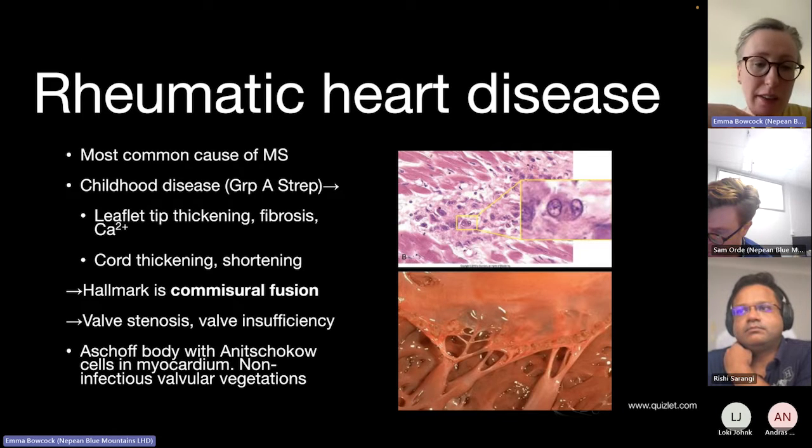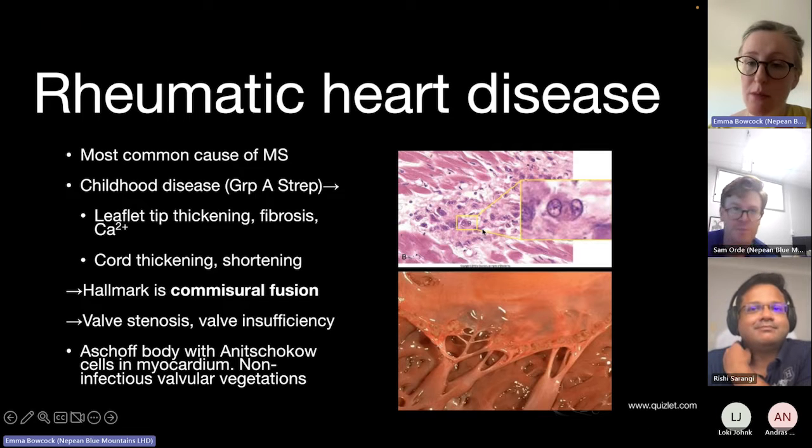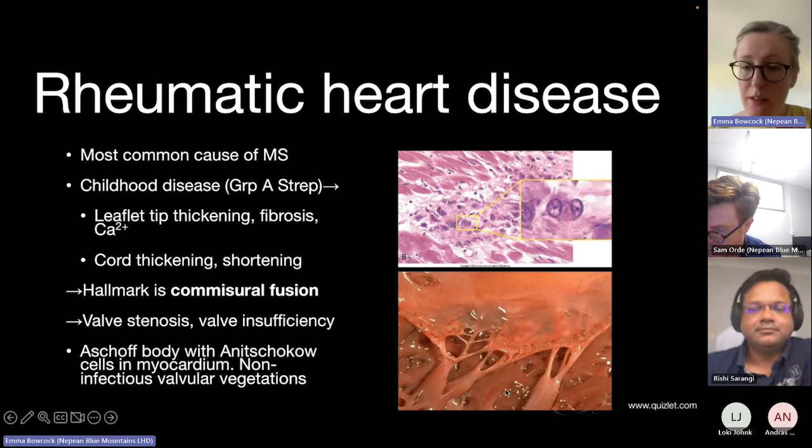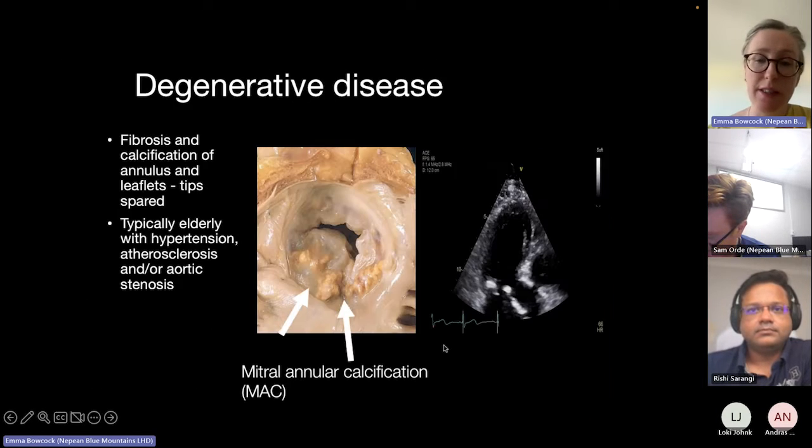And then you get these Aschoff bodies. I'm not going to pretend I know anything more about that, but this is what they look like on histology, and what they look like at post-mortem there as well in that dissection. And you can see it's predominantly the leaflet tips that tend to be affected.